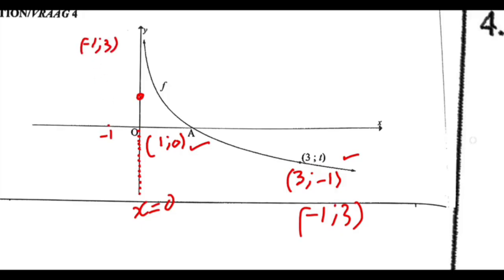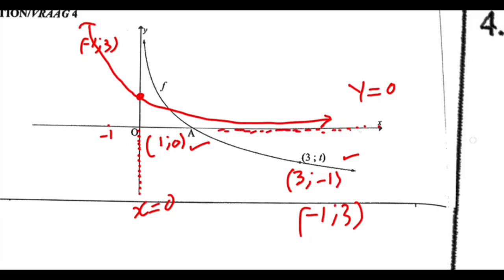So we're going to start the graph here like this, and it mustn't touch the x-axis, because this time y equals 0 is a horizontal asymptote. So the graph shouldn't touch the x-axis, where the y value is equal to 0. So this is the asymptote. So this f inverse mustn't touch the x-axis. So this is going to be the f inverse graph.